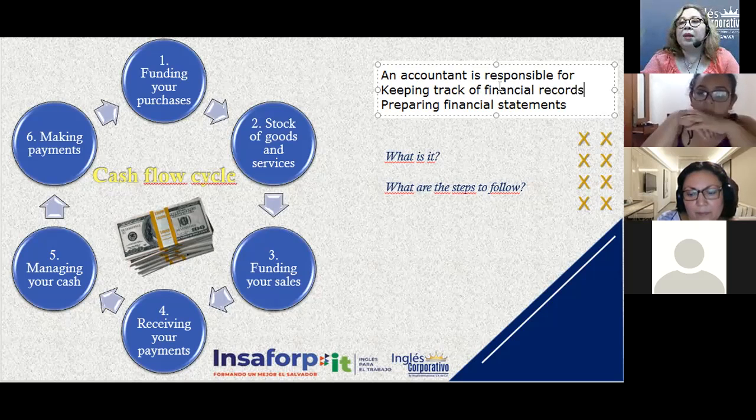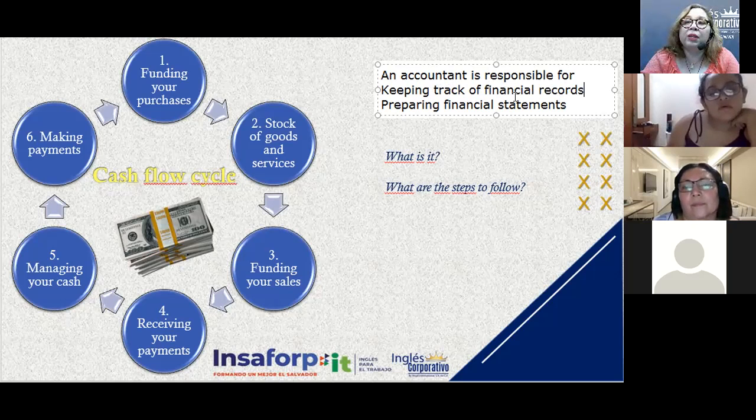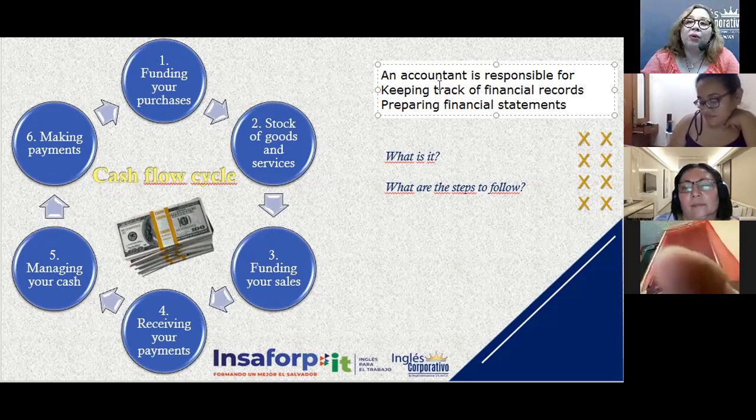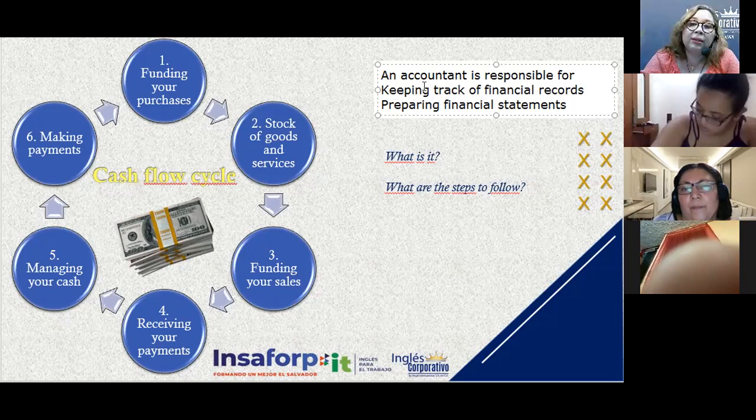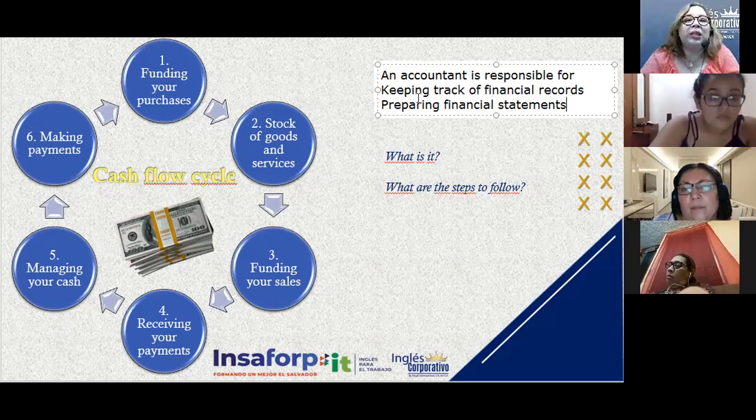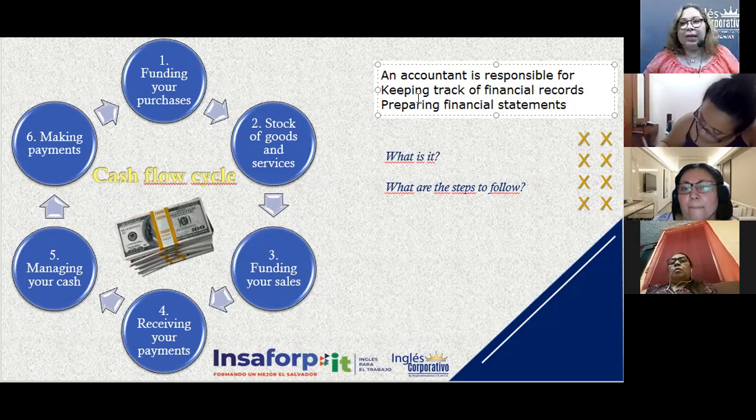An accountant is responsible for keeping track of financial records. An accountant is responsible for preparing financial statements. Okay. Entonces, vemos que utilizamos un ing en general. Ahora, si usted es contador, yo puedo decir solo, I keep track of financial records. Como una actividad diaria.